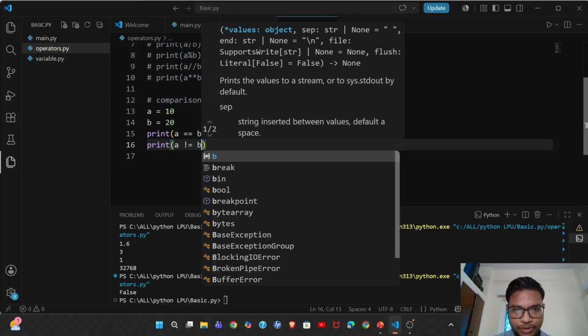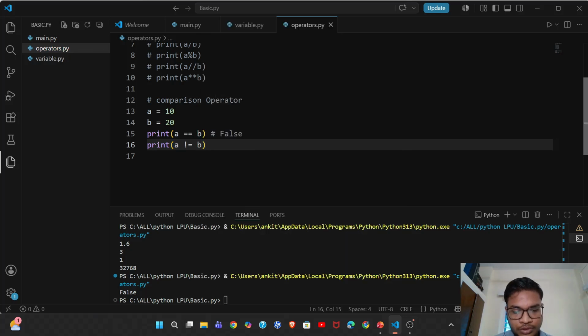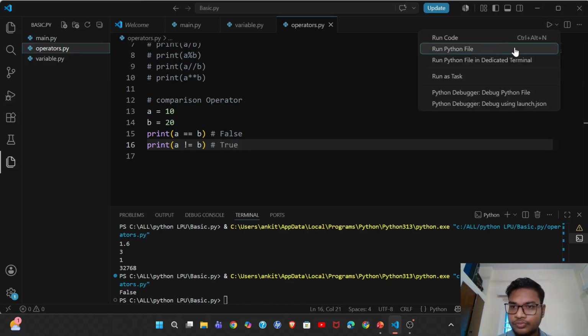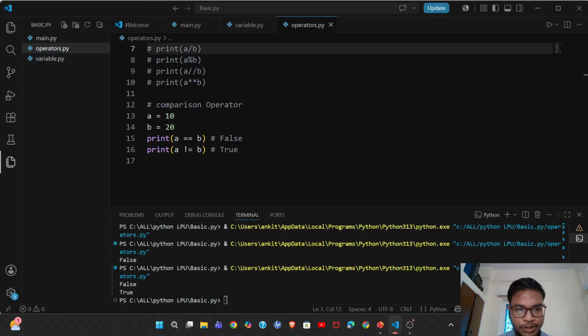Okay. What is the output you think? I think it's true because A equal to 10 and B equal to 20 and both are not equal. Okay. So it's also false. Sorry, it's also true. True. True. Correct.